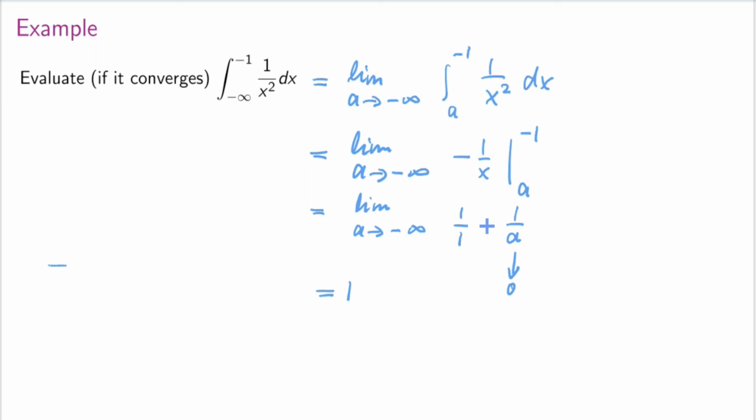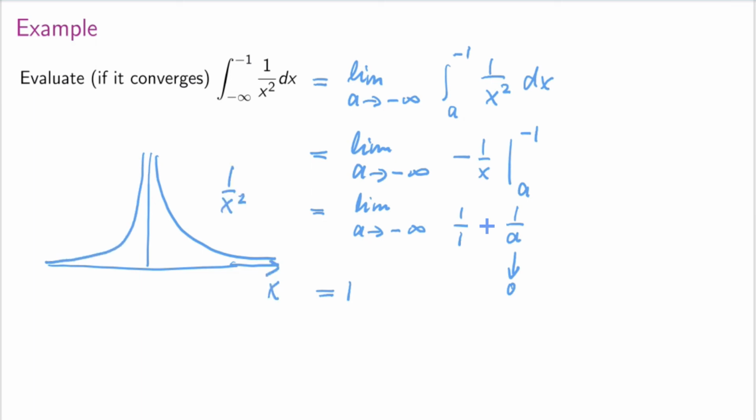Just on a side, what did we compute? Well, let's plot the function. 1 over x squared looks a little bit like this. It's a hyperbola, which is always positive, so it is here and here. And then integrating from minus infinity to minus 1, so let's say here's minus 1, we have the area under the curve all the way to the left to minus infinity. But all this area here turns out to be equal to 1.